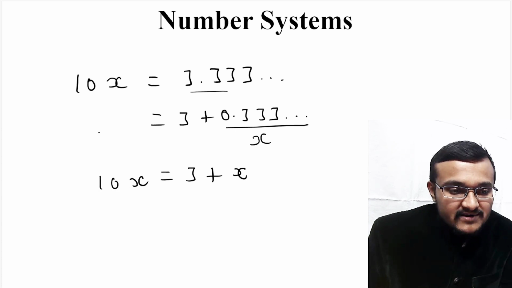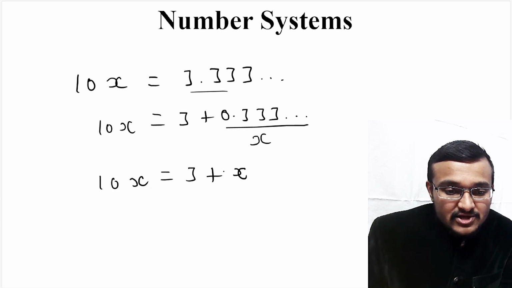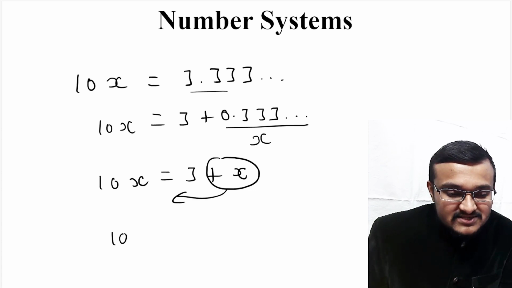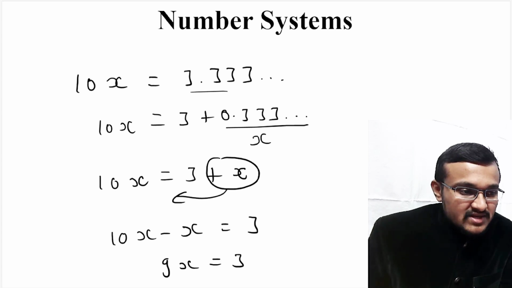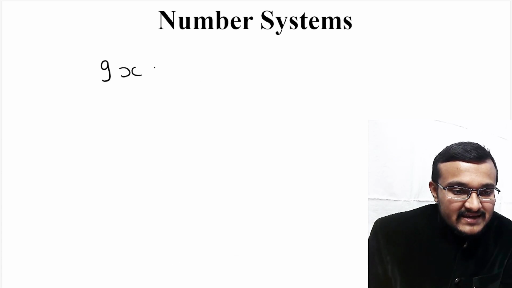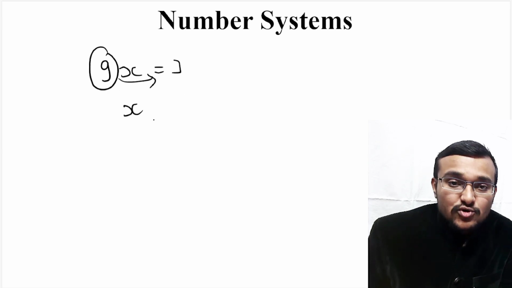So in LHS you have 10x. Now you can bring this plus x to LHS, so it will become minus x. So 10x minus x is equal to 3. You got 9x is equal to 3. Now we are getting 9x is equal to 3. When you bring this 9 to RHS, it will go to the denominator.